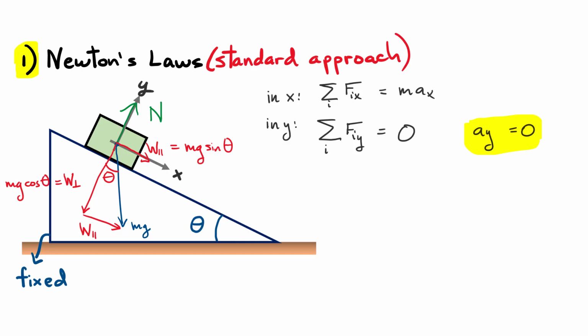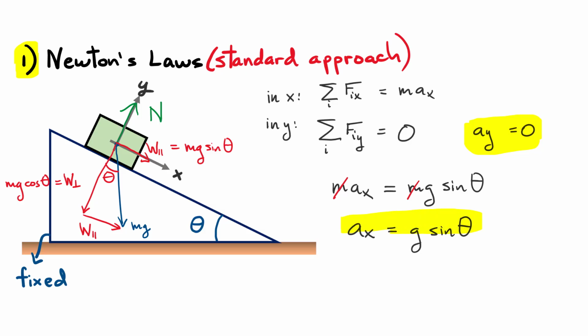Let's now look at our first one, the sum of the forces along the x direction. There is only one force in the x direction in the absence of friction. That means that mass times acceleration in the x direction must be equal to this parallel component of the weight, mg sine of theta. I'm going to cancel out the mass on both sides, and look what I'm left with: an equation for the acceleration in the x direction. It's simply g sine of theta. Now go ahead and highlight that case.